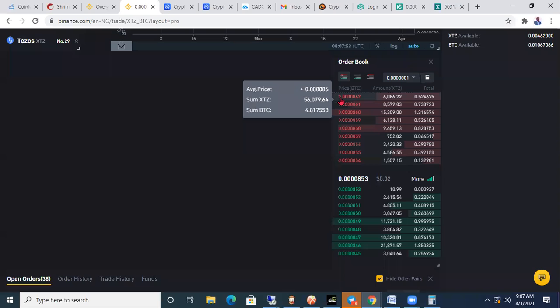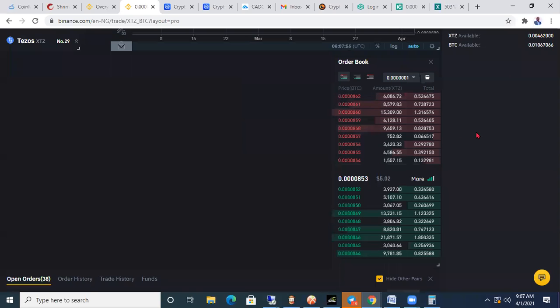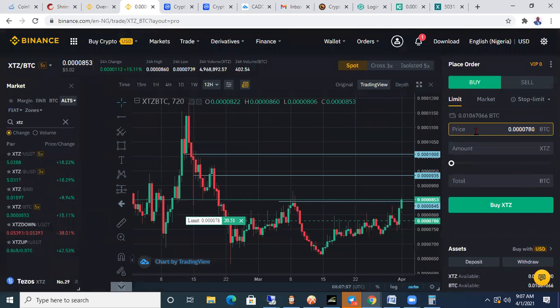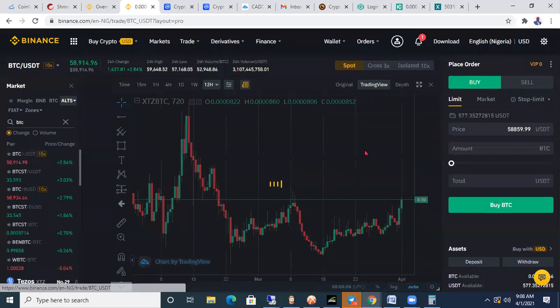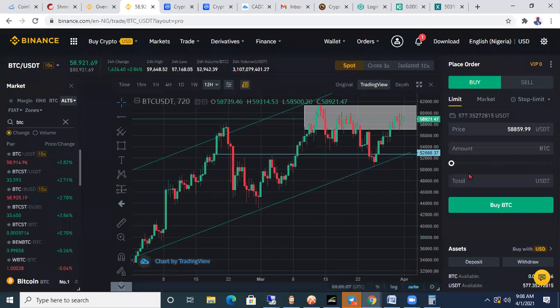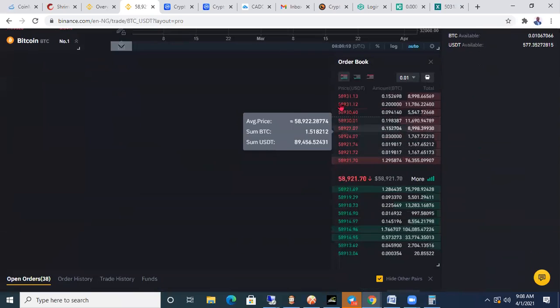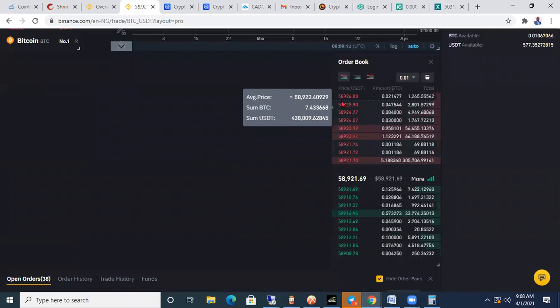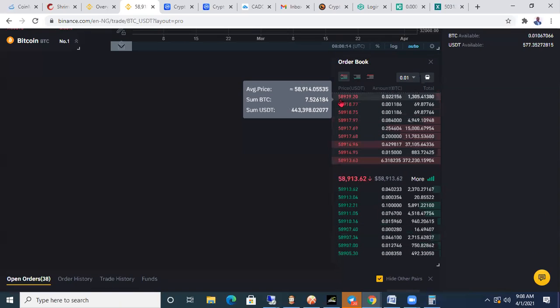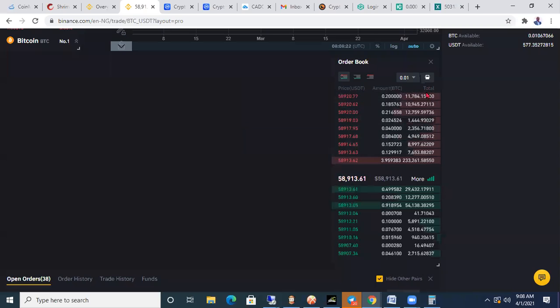This is a chart of XT. Let's go to BTC, a popular one. So we'll go to a chart of Bitcoin, right? So here we are. This is the price of Bitcoin. Somebody wants to sell Bitcoin at that price. The quantity of Bitcoin the person has is this, and this is the total amount.